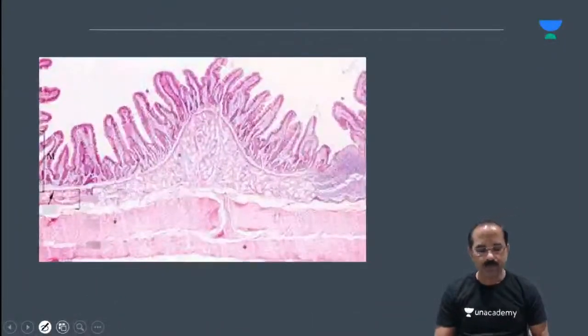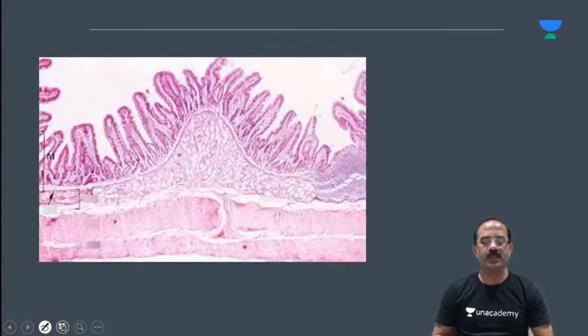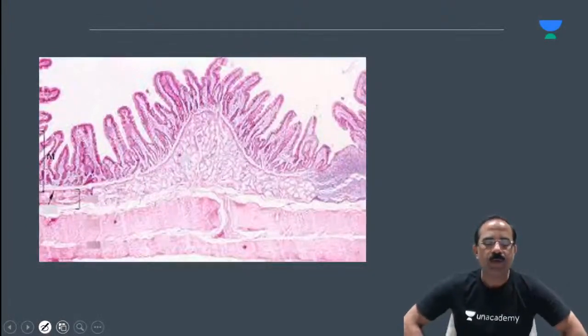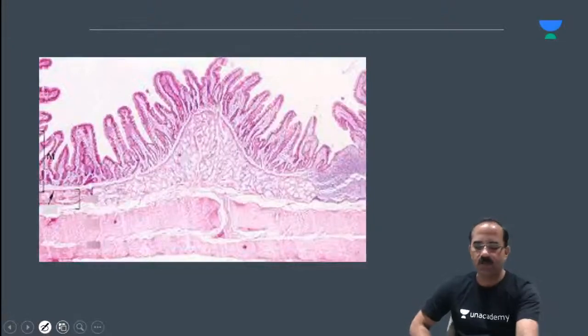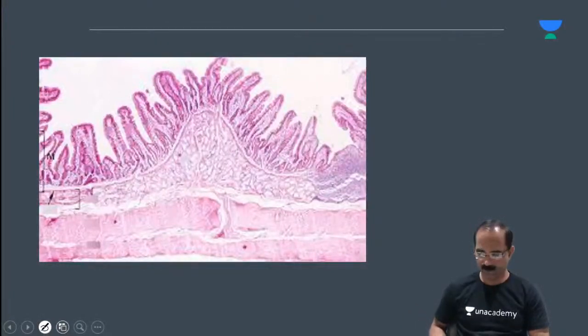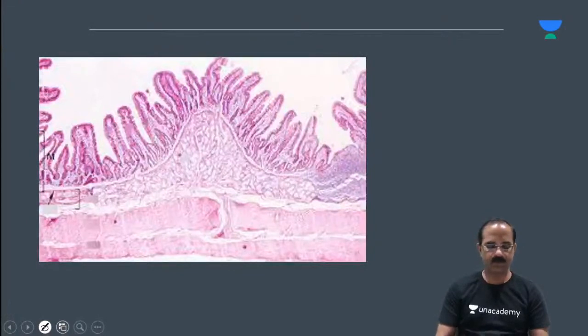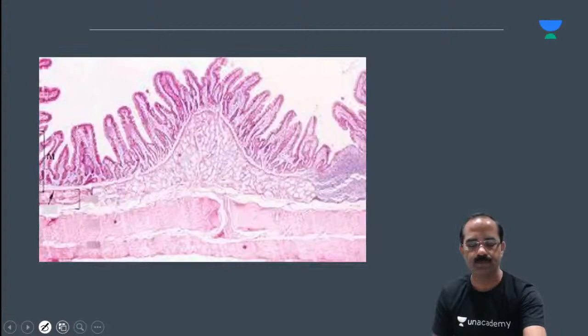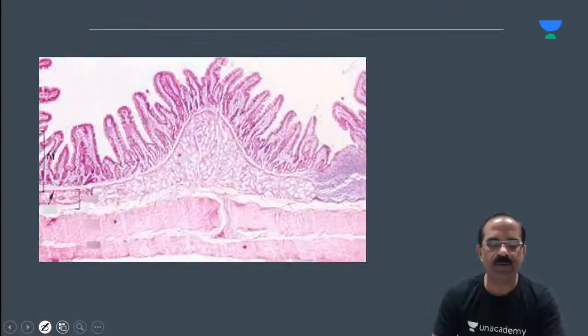Answer this. What is this histological slide? Yes, students. What is this histological slide? That's the duodenum. Very good, duodenum.